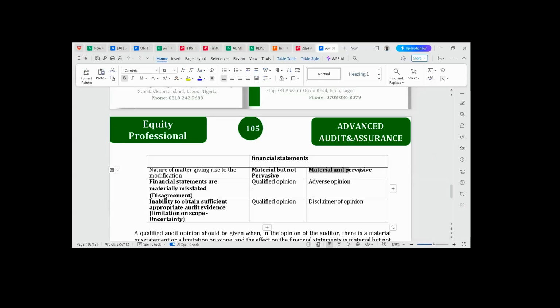But when we look at material and pervasive, it means that the issue exists, but it's common. It's affecting more than one area or aspect of the financial statement. It's common in the financial statement. So you say material and pervasive. To further explain what we mean, let me use another example.